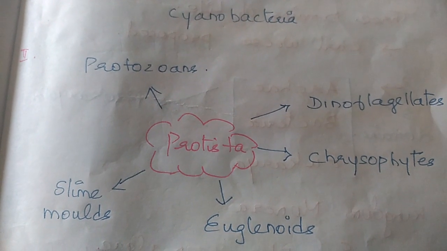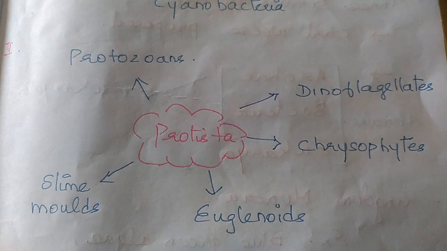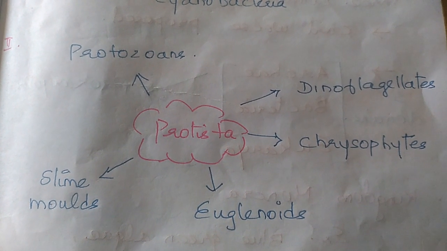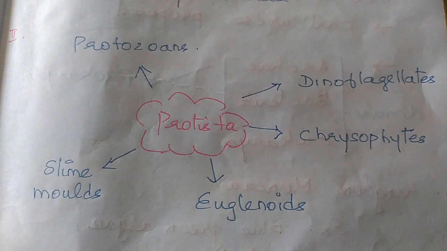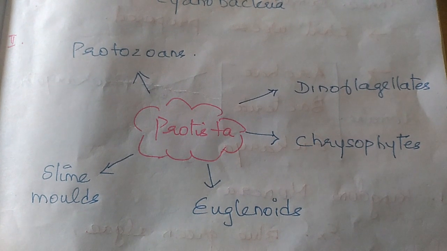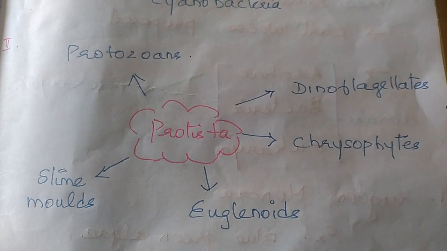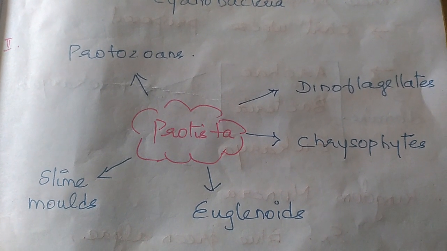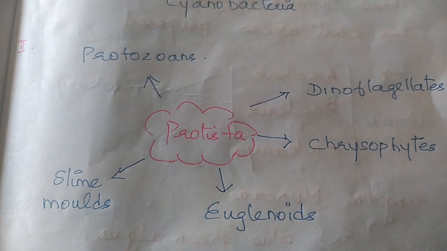And the next kingdom is Protista. This Protista contains 5 members. Very important members of the Protista group are dinoflagellates, chrysophytes, euglenoids, slime molds and protozoan. How to remember this one? Just imagine Protista as a boy, and this Protista along with his 5 friends: dino, chryso, eugleno, protozoa and slime.